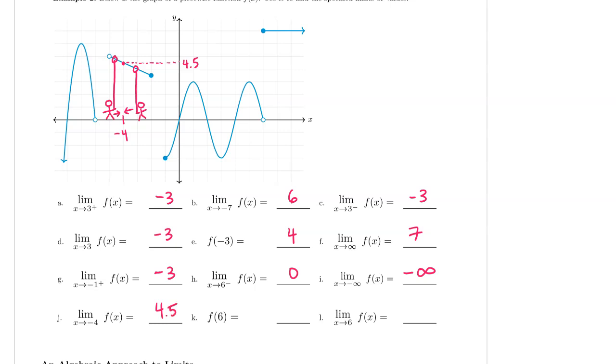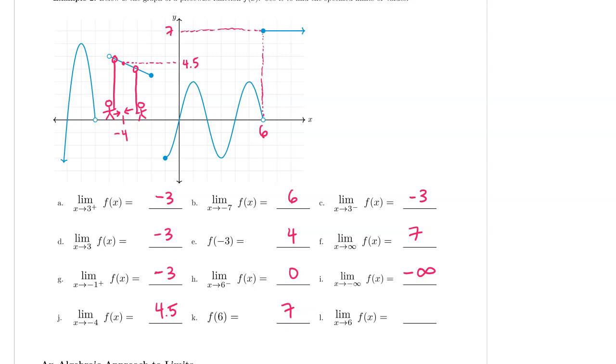Now, part K, we are asked to evaluate f of 6. Again, here was our x value 6. Notice there's a hole there, but there is a closed circle here, meaning that when I plug in 6 into my function, my output value is 7. So this is equal to 7.